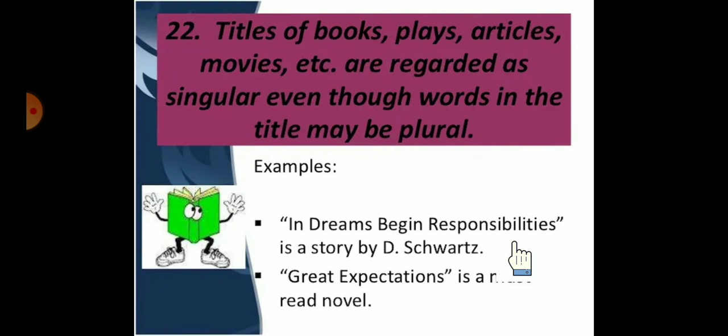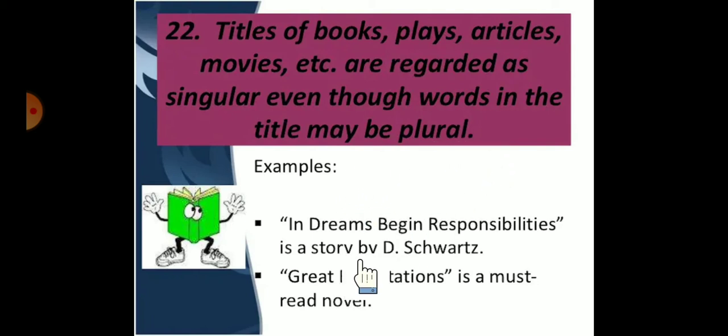Okay, now comes rule number 22nd. Titles of books, plays, articles, movies, etc. A book is a group of pages which tells a story. A play is a drama. An article is something written in the newspaper. Movies are what you see, etc. are regarded as singular even though words in the title may be plural. So the words of the title may become plural.